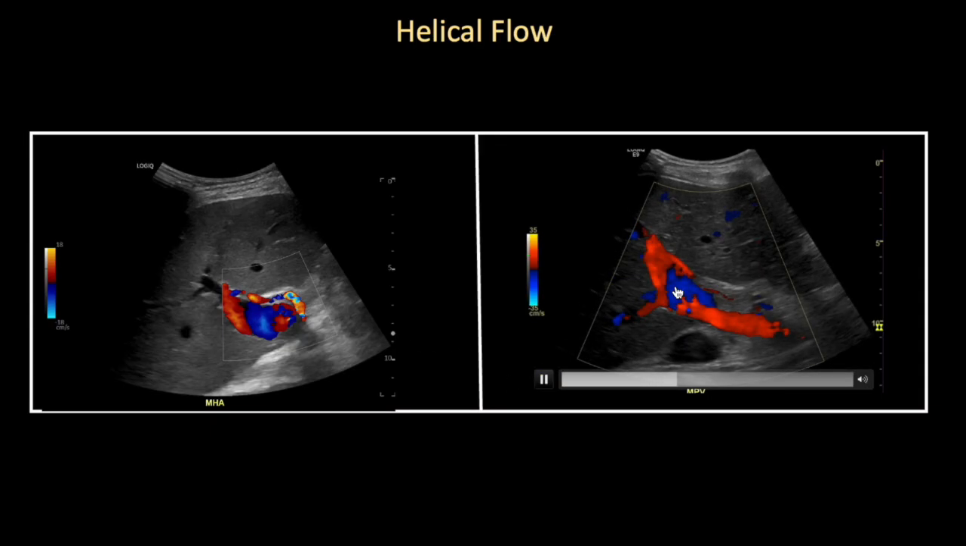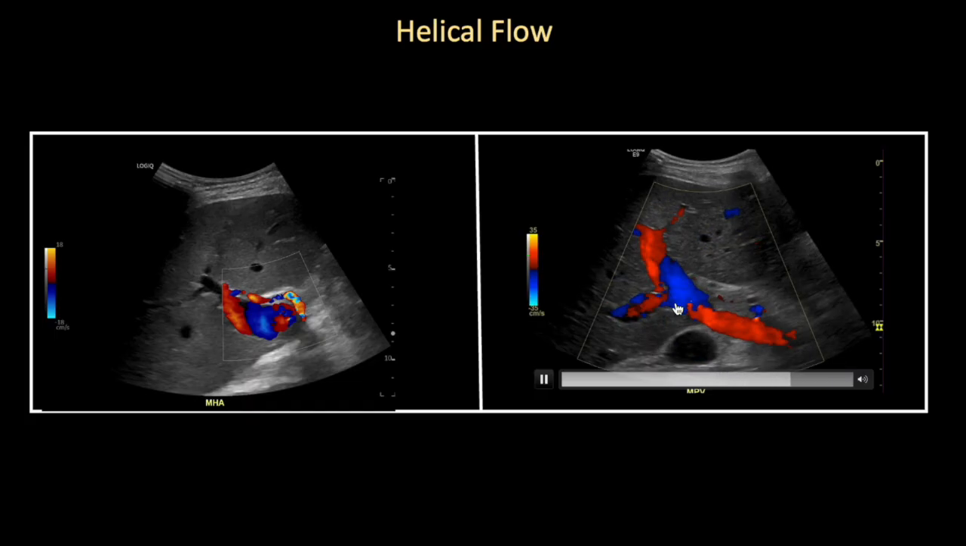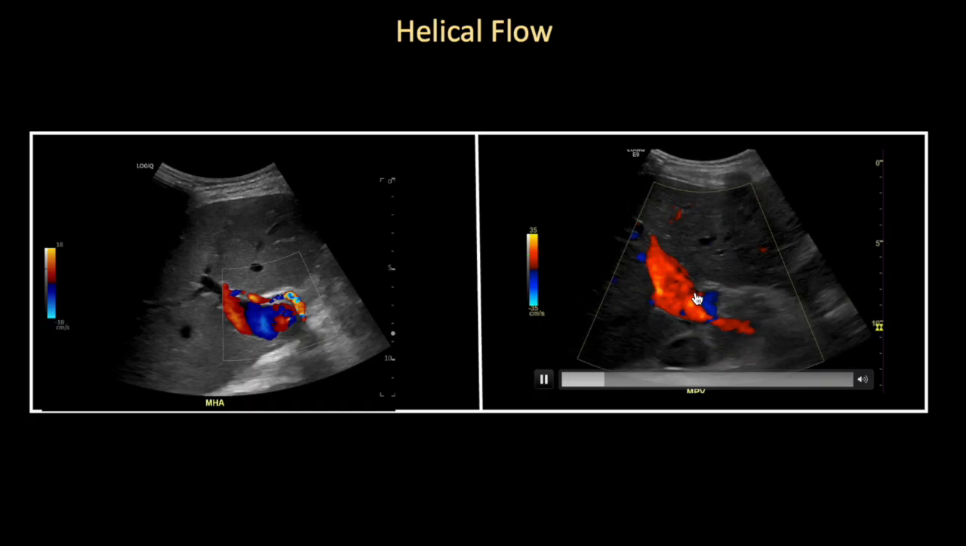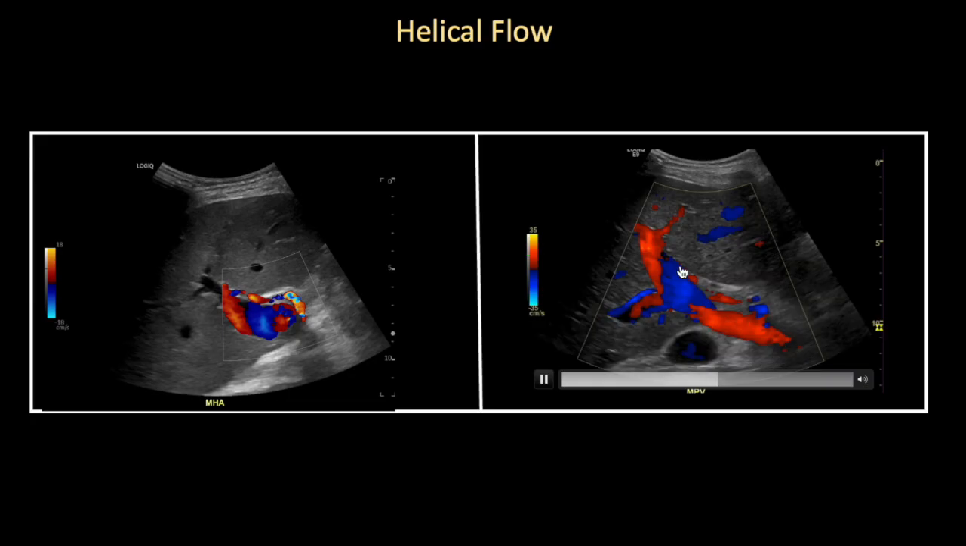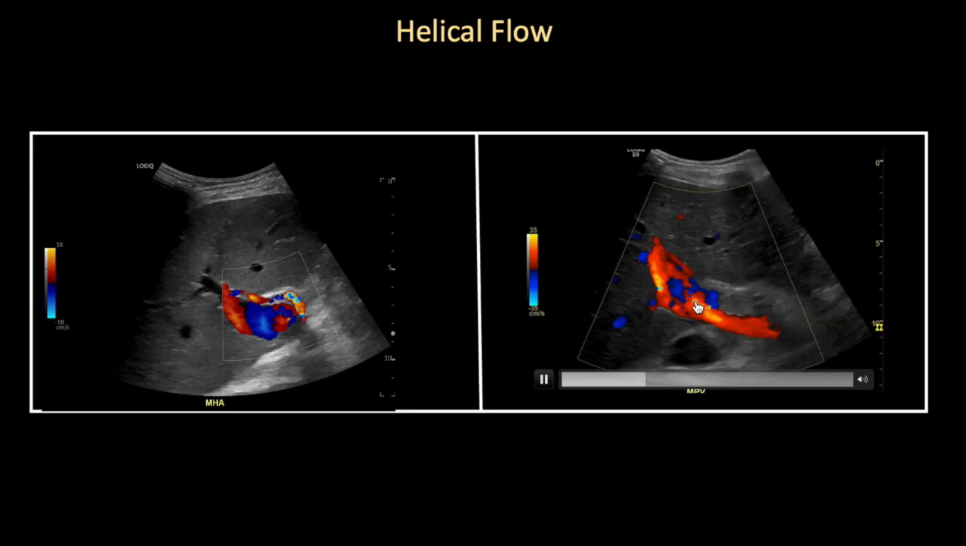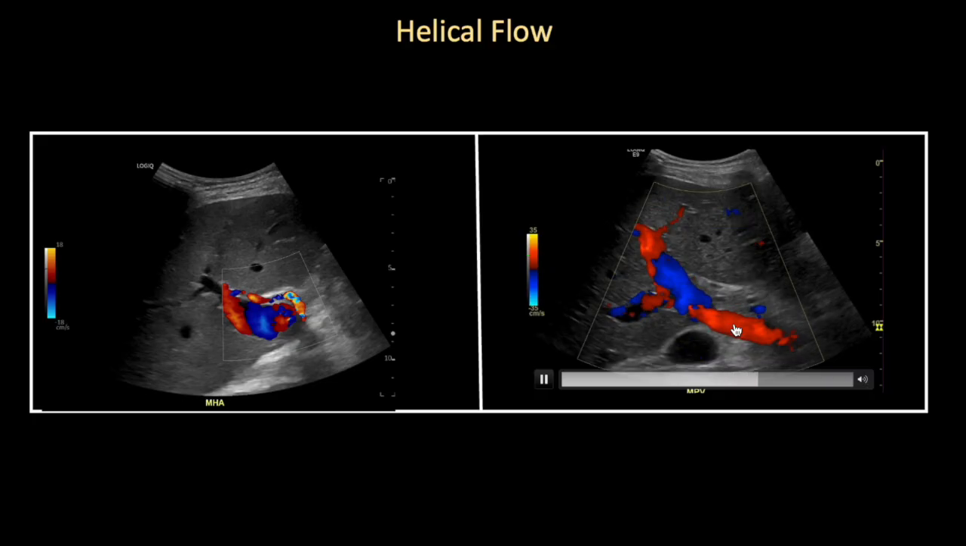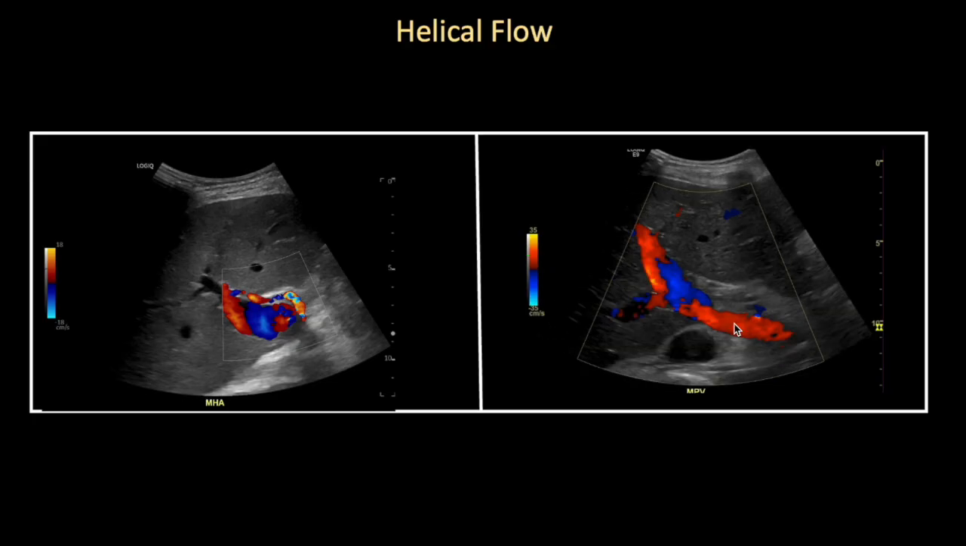And here you can see it on a cine clip, how it looks like there's flow going in the reverse direction, but really this is just a column of blood that's kind of spiraling in, and so certain portions of it can look like there's reversal of flow.